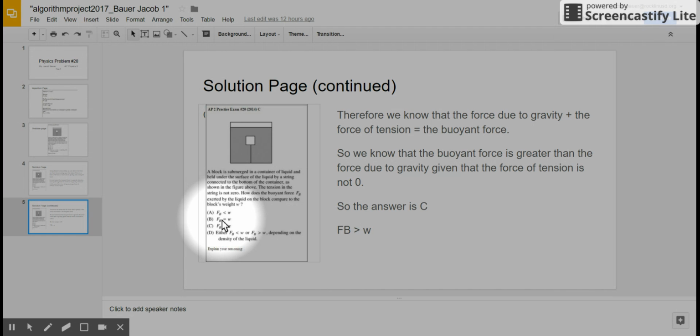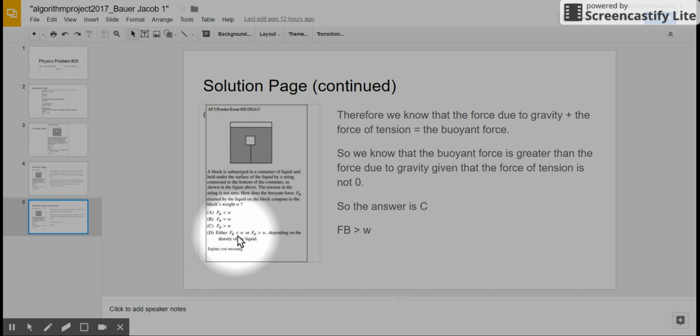In some cases, if there wasn't a string there, it would be B, because in order for the block to stay in place, the buoyant force pushing up, or pulling up, I guess you could say, on the block, would be equal to the force pulling it down, gravity. Also, it can't be A in any situation, otherwise the block would be flying out of the water. Or actually it'd be sinking, excuse me.